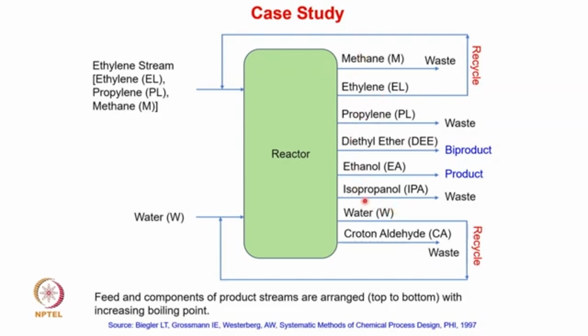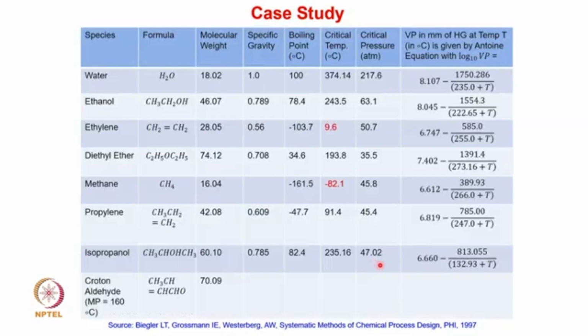Here you can see that in the product line, all the products are arranged in increasing value of the boiling point. Croton aldehyde is a solid component which has a melting point of around 160 degrees Celsius. If you look at the properties of all these components, ethylene and methane have critical temperatures of 9.6 degrees Celsius and minus 82.1 degrees Celsius. So clearly these two gases are non-condensable at the given ambient temperature.